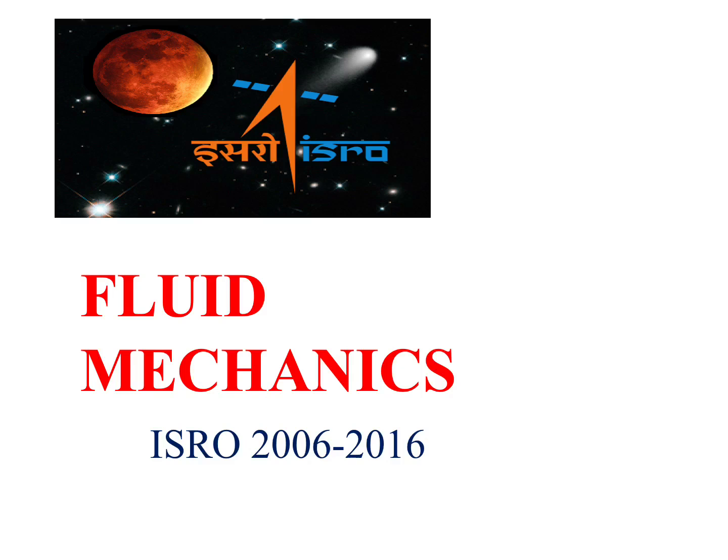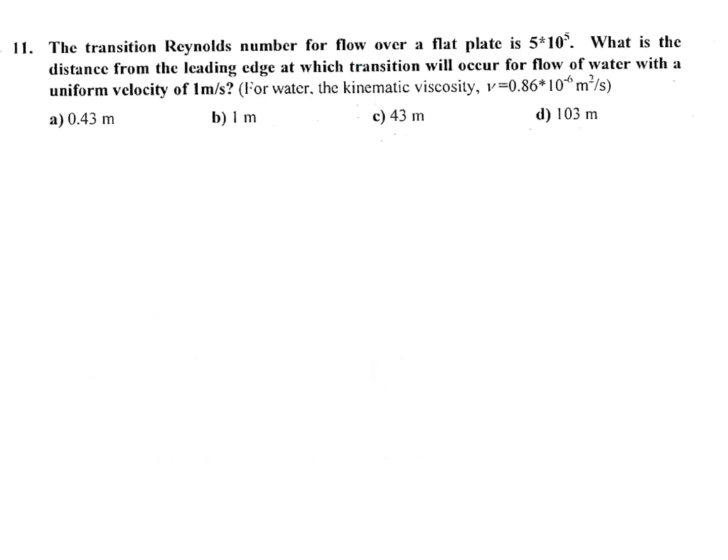This is Fluid Mechanics Part 9, ISRO question paper from 2006 to 2016. The transition Reynolds number for flow over a flat plate is 5 into 10 to the power 5. What is the distance from the leading edge at which transition will occur for flow of water with a uniform velocity of 1 meter per second? For water, kinematic viscosity is given 0.86 into 10 to the power minus 6 meter square per second.